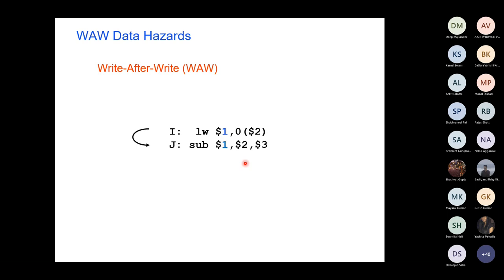But now, it might happen that the final updation should be made by instruction J. But is it possible that this has been updated by instruction J, and after that, I is updating this? I mean, it is being updated in an incorrect order. If so, then we will say this is a write after write hazard. If the update is being done in incorrect order, I mean, this is being updated first and then it is being updated again for some reason. Is it possible?